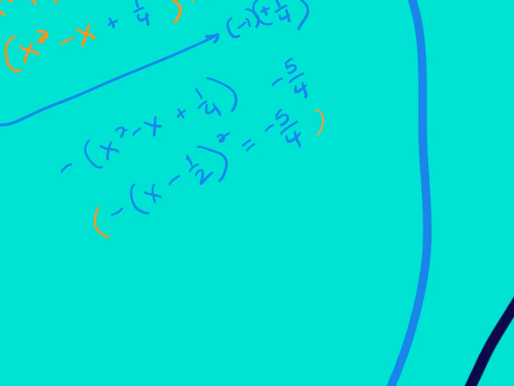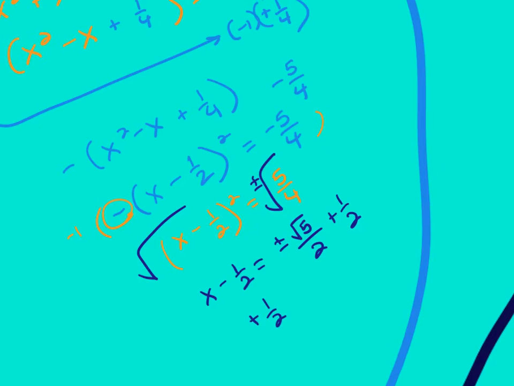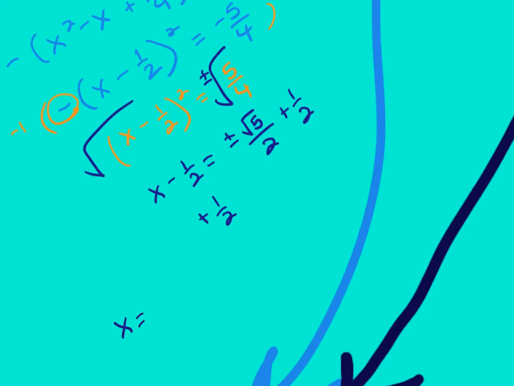Now I got to multiply everything by negative 1 to get rid of this. I get x minus 1/2 squared equals 5/4. Square root both sides, putting a plus and minus on the right. Square root of 5 over square root of 4, which is 2. Then add the 1/2. So when it's separated out, I get 1/2 minus root 5 over 2, 1/2 plus root 5 over 2.